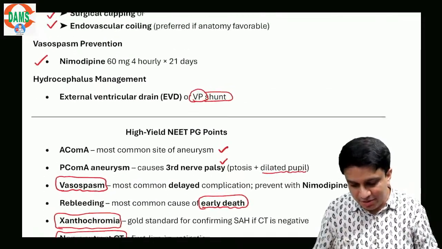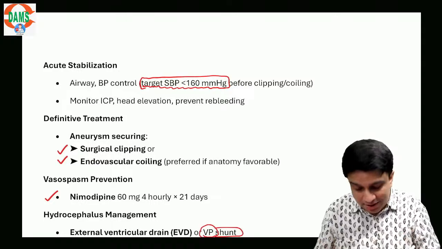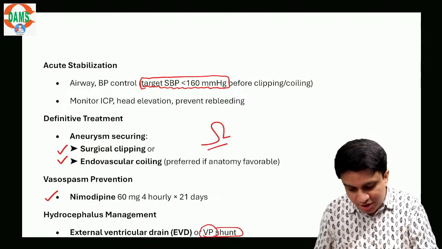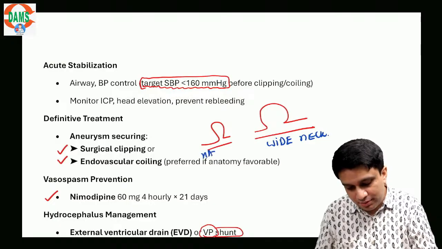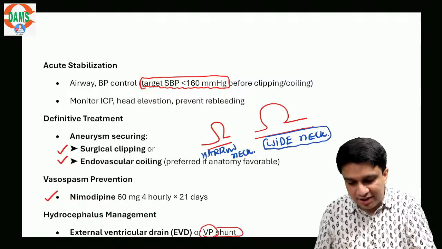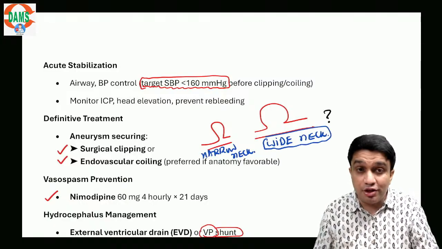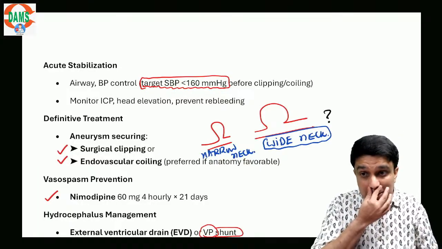Coiling and clipping, mentioned both of them. See, it all depends case to case. What was a recall by a student? So there was a question given to me, sir. So this is a wide neck aneurysm and this is a narrow neck aneurysm. Now tell me, what are you going to do for a wide neck aneurysm? Should we go and do clipping or coiling for a wide neck aneurysm?